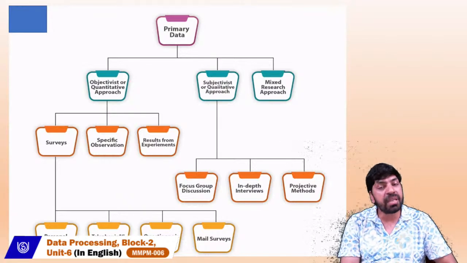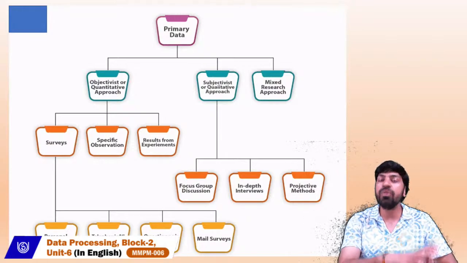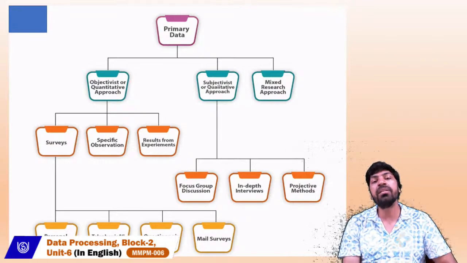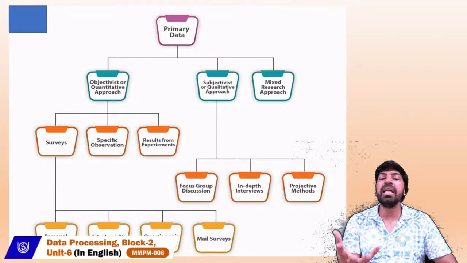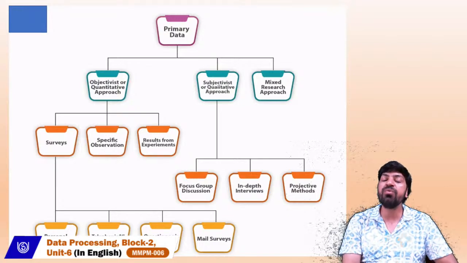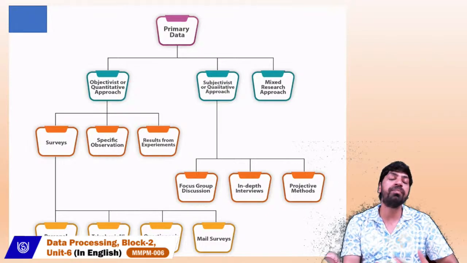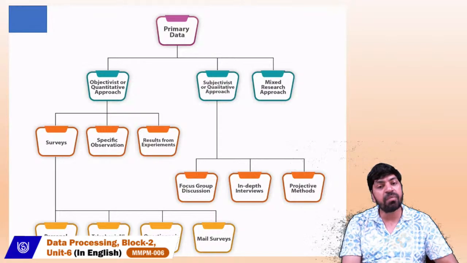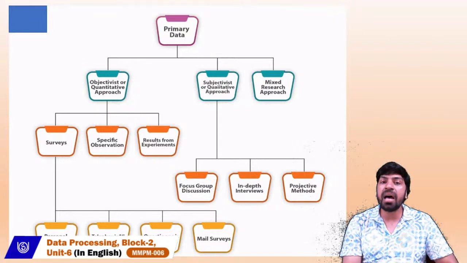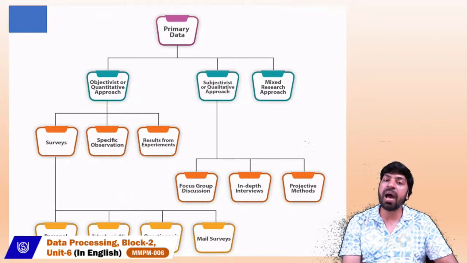Next is in-depth interviews, where one-to-one in-depth interviews or group interviews are conducted so that the researcher will gather more and more information about the topic. Next is projective methods, where equipment is used and accordingly the particular information or data is collected from the participants. So these are the sources of primary data which researchers could use according to their requirements.